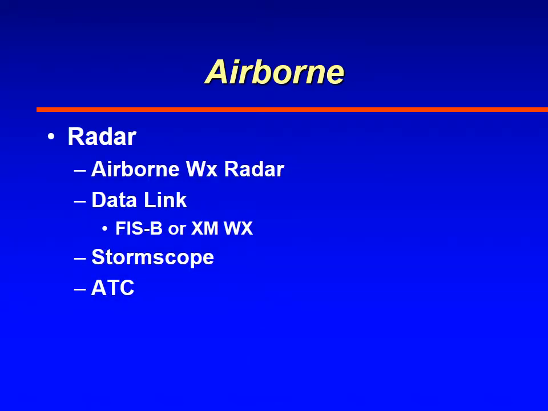So first off, radar. Radar comes in a lot of different flavors. There's airborne weather radar, which is X-band radar. That is typically in the nose of an airplane. Sometimes it is carried under a pod on the wing, but that has certain limitations. We'll talk a little bit about that. Also, you can get weather information concerning radar from data link, which is either FISB, which is part of the ATSC system, or if you have a subscription, you can get XM satellite weather. Also, storm scopes are old technology that are still being used. And then finally, you can always fall back on air traffic control for radar updates.